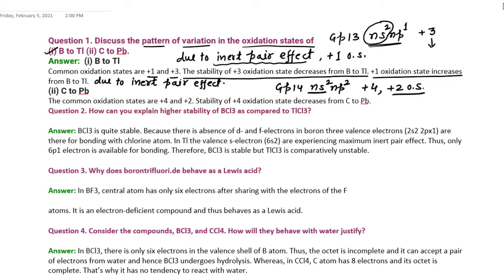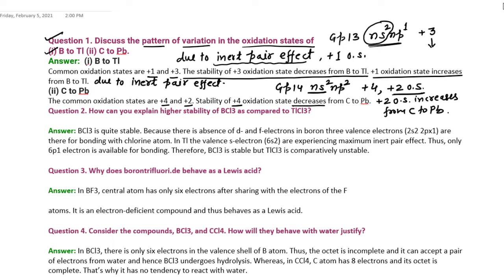stability of this oxidation state increases. So the common oxidation states are +4 and +2, and stability of +4 decreases from carbon to lead, and +2 oxidation state increases, right, from carbon to lead due to inert pair effect. So this is question number 1 of exercise of NCERT of P block elements, class 11, right?